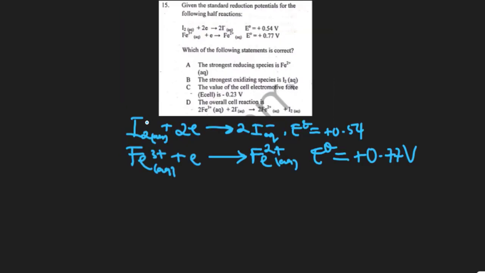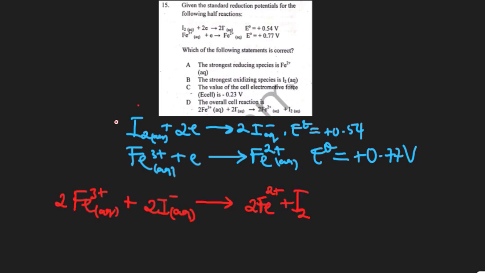Question number 15. Given the standard reduction potentials for the following half reactions, which of the following statements is correct? So given the half cell with the higher electrode potential value is the reduction half cell, and the other is the oxidation half cell. So in order to write the overall equation, we have to swap the first equation since it is the oxidation half cell to have this overall equation.